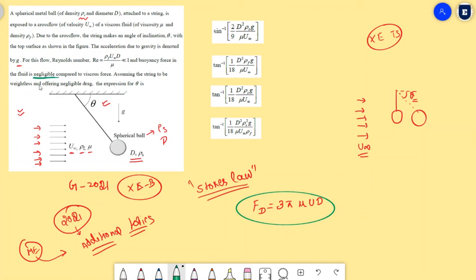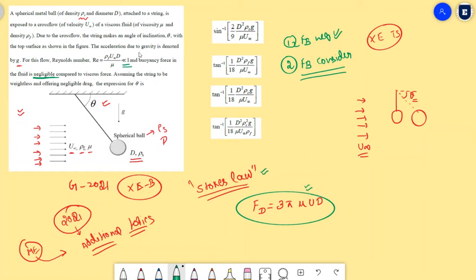There are two possibilities in this question. It is somewhat straightforward. They said that buoyancy force is neglected, but if they were asking us to consider buoyancy force, then the question will vary a bit. How it varies I will say, but first let us discuss this. The first point is they have given Reynolds number very much lesser than or equal to 1, so I can apply Stokes law. Simply I can use this formula for finding the drag force.